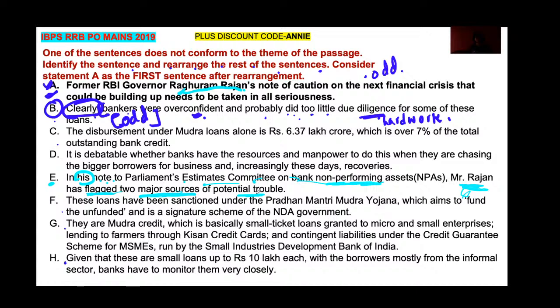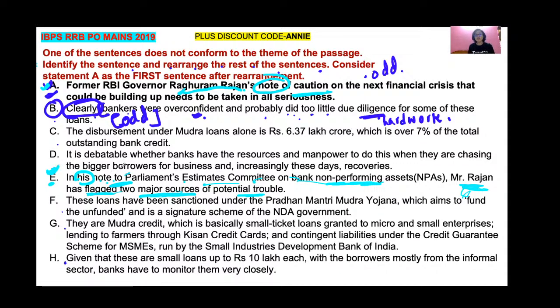Rajan indicates two major sources of potential trouble in his note to Parliament. Okay, so you can see in sentence A, Mr. Rajan is giving a note of caution. And sentence E says that in his note to the Parliament, Mr. Raghuram Rajan gives two major sources of potential trouble.